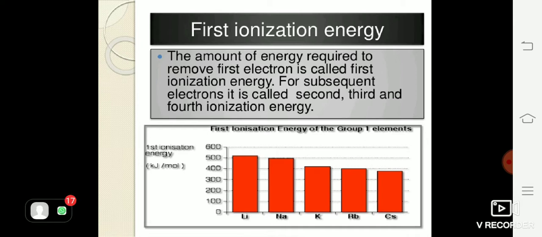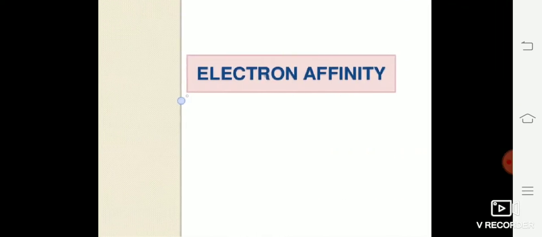They do not donate electrons. You can see the example which I have been discussing. The ionization energy of lithium is 500, a little more than 500. For sodium it is exactly 400. For potassium it is more than 400. For rubidium it is 400. And for cesium it is 300. That means when you are moving from top to bottom, the ionization energy decreases. And in this case you will have only first ionization energy because all these elements have only one electron in their valence shell.